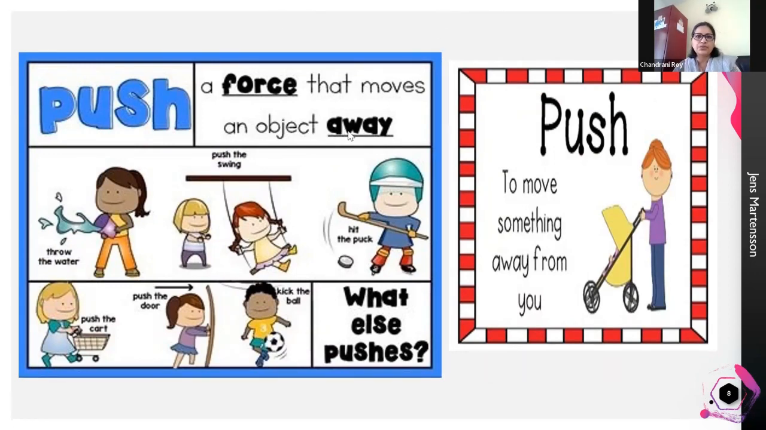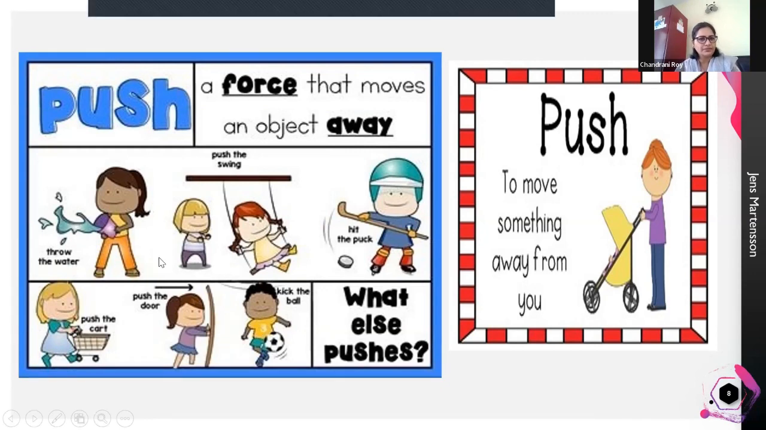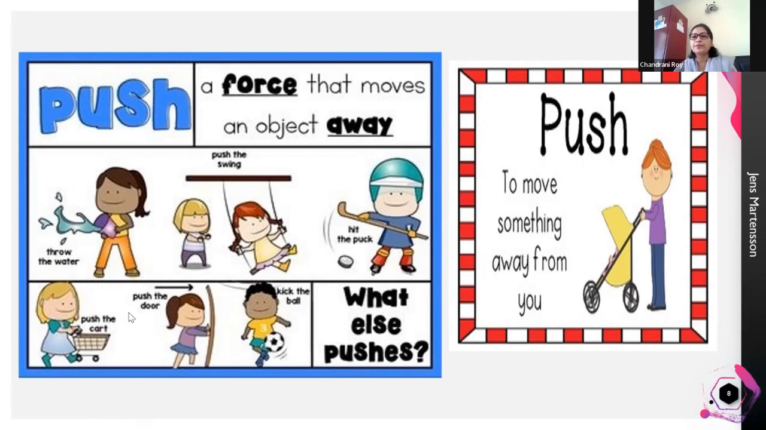So a push is a force that moves an object away, and here are a host of examples. Sometimes children may playfully throw water, which is again pushing it away. You push the swing when your friend is on a swing. You can hit a ball with a bat or a hockey stick. And very often children like to move the shopping cart when they go shopping. So that is another example of a push. As they enter the classroom, sometimes they would push the door. So these are all examples of pushing.